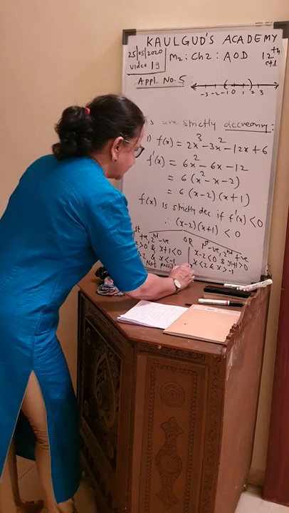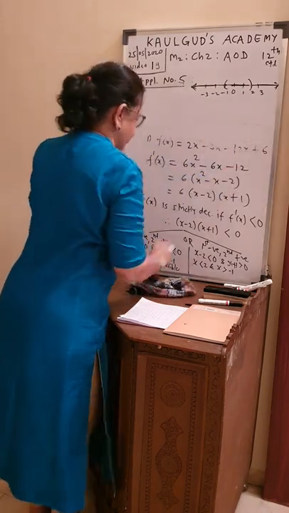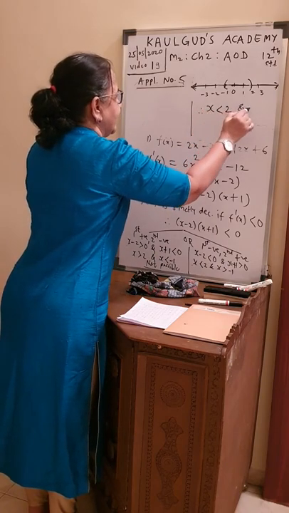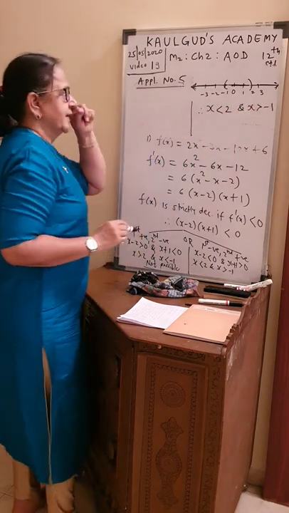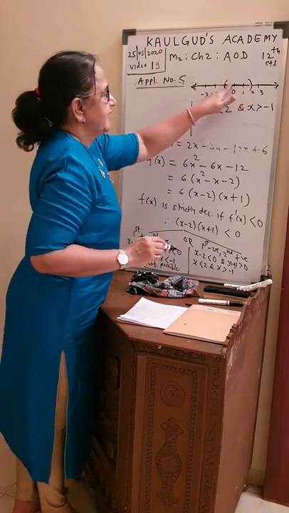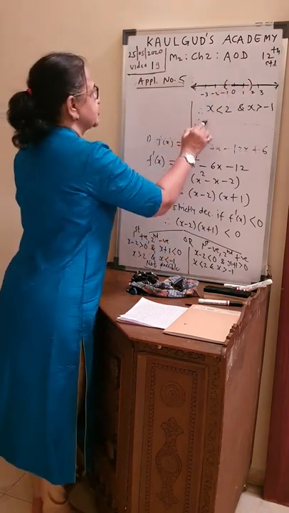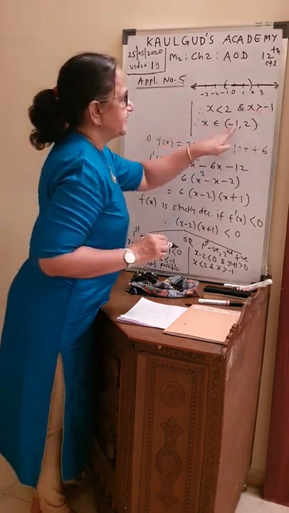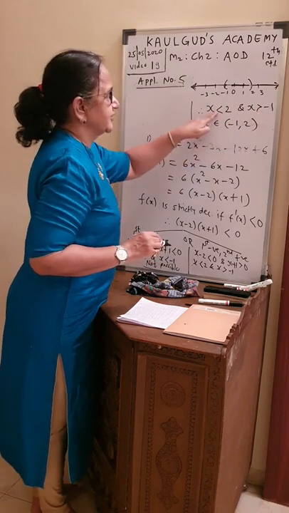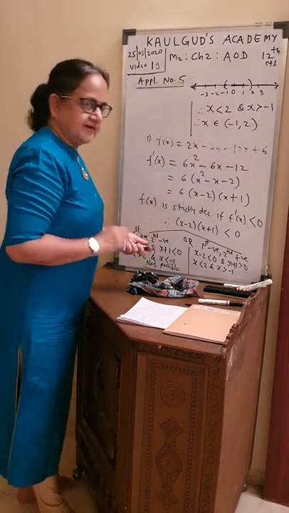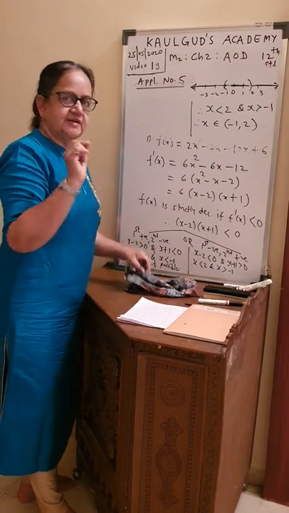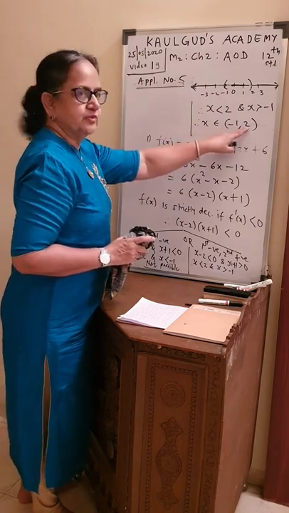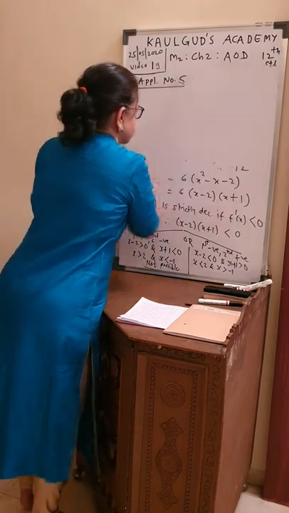So the answer I'll write here, I'll write it on the top. How is this for the second part? Therefore, I'll write here again. X is less than 2 and x is greater than minus 1. So smaller than 2 also and bigger than minus 1 also. So x should belong to minus 1 comma 2. Open interval both ways, because it is not included. So what is your answer? F of x is strictly decreasing if x belongs to minus 1 to 2. Open interval.